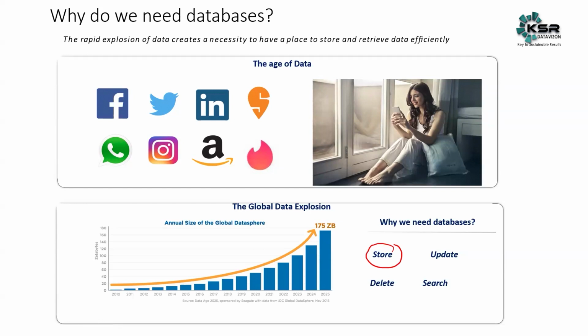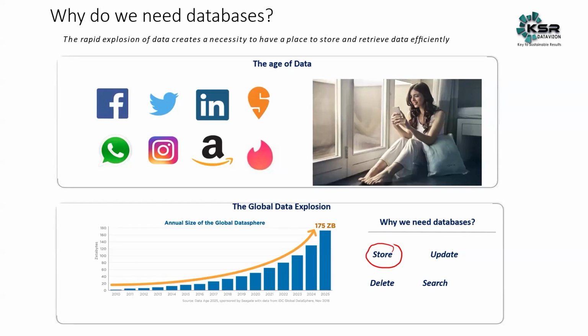Once you store the data, for example, let's take an example of PhonePe. Let's say WhatsApp. Do you use WhatsApp every day or weekly once? Every day. That means your latest information needs to be updated, right? Where does it need to be updated?